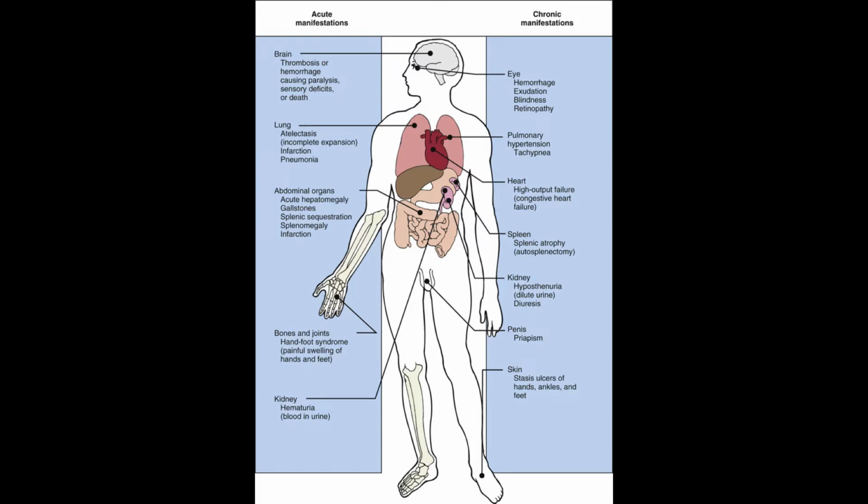Now, if you have anemia chronically, you can have problems with your eyes, such as blindness, retinopathy, hemorrhaging, pulmonary issues. You can have hypertension. You can have tachypnea, heart issues like high output failure, congestive heart failure, issues with your spleen, your kidney, your penis, your skin, stasis ulcers of hands, ankles, and feet. Ulcers are something we absolutely have to watch out for. This is also prevalent with neuropathy.